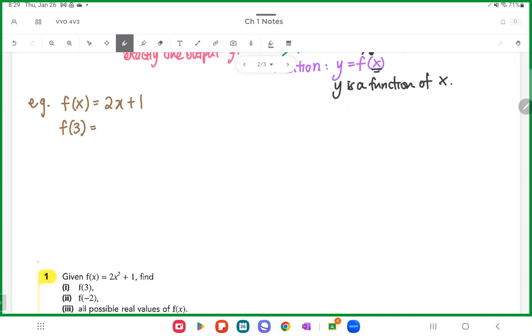I set x as 3. So all my x's within the function get changed into 3s. So that's why I'll write it as 2(3) plus 1, which is 7. Remember in the past when you were in Sec 1, when you were learning linear equations, your teacher introduced you to this thing called the function machine?